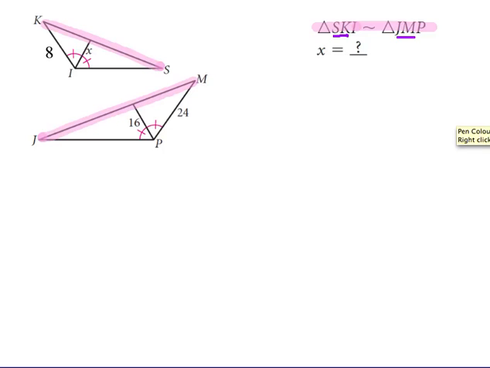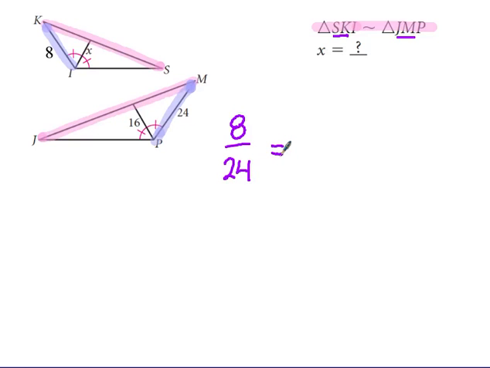What is KI similar to? MP. So I know that those are buddies. Those are partners. The 8 and the 24. Nothing wrong with being buddies. So I know that I've got 8 over 24 here. That's my proportional statement.